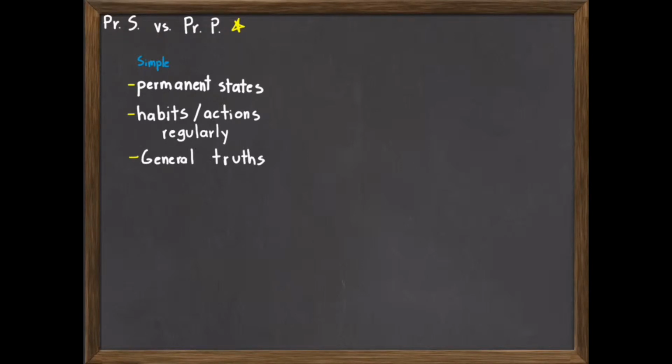General truths. A general truth is something that is generally true. It's a fact. For example, the earth goes around the sun is a general truth. Gravity pulls us to earth. That's another general truth, and it's also a present simple verb. Pull, pulls.